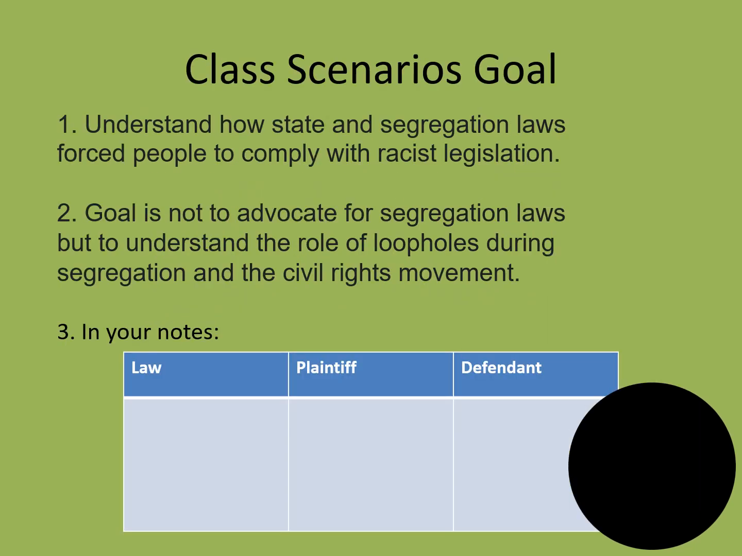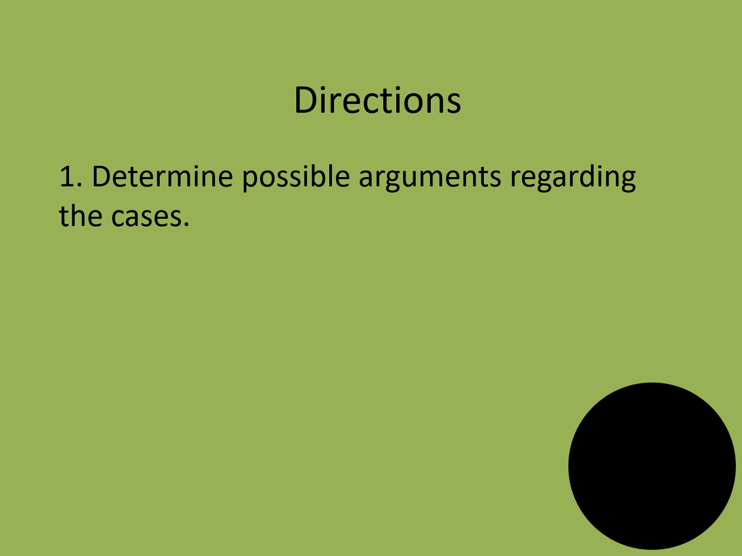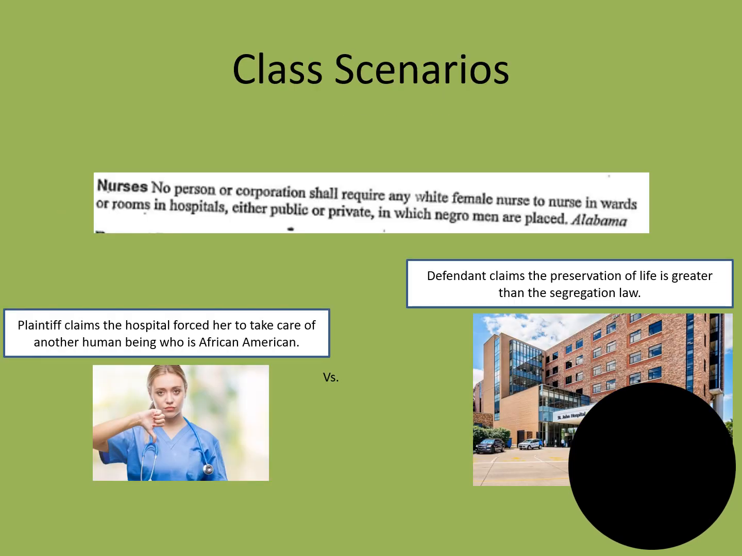We're going to be looking at a couple of scenarios here, and what I want you to do is look at the law and look at the plaintiff as well as the defendant and determine whether or not they have an actual case and if this is a violation of anybody's rights. You can also determine the possible arguments regarding the case. In this particular scenario here, you have a nurse, we have the law from the state of Alabama, and it's whether or not the administration can direct her to take care of somebody from the opposite race.